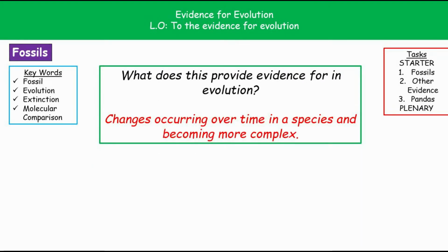So what that actually gives us evidence for is that these changes occur over time in a species, and they start off as these simple species, and they've become more complex as these mutations have taken place over many, many thousands upon thousands of years. So we can see that life has evolved from very simple things to become the complex range of organisms we have on Earth today.